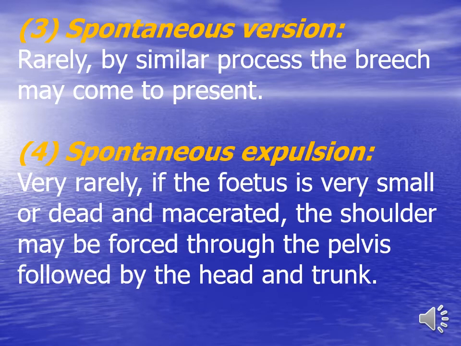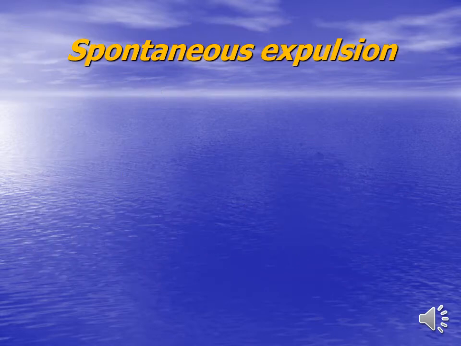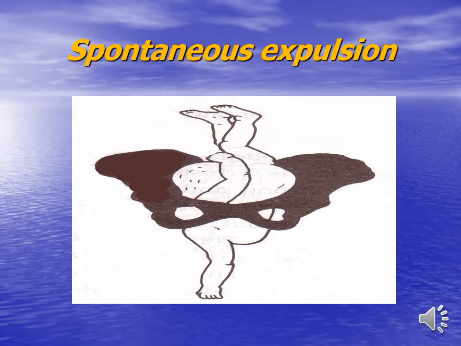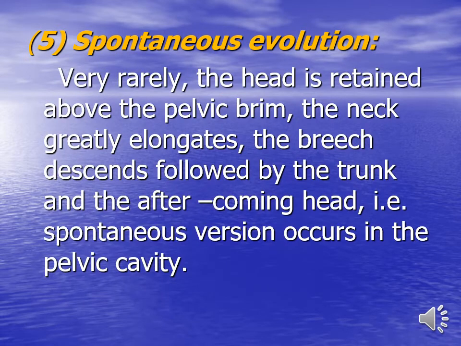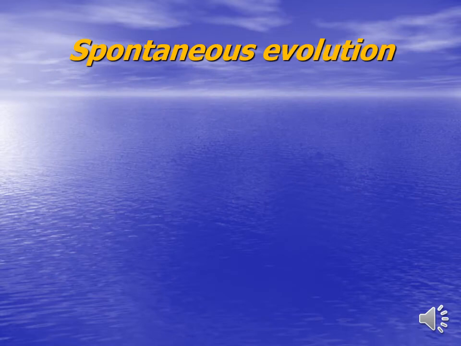If the fetus is very small or dead, macerated, the shoulder may be forced through the pelvis followed by the head and the trunk. Here is a spontaneous expulsion where the shoulder is forced into the pelvis, followed by the head, and lastly the trunk. Spontaneous evolution: very rarely, the head is retained above the pelvic brim, the neck is greatly elongated, the breech descends followed by the trunk, and the aftercoming head comes at the last. This is a spontaneous version occurring in the pelvic cavity.